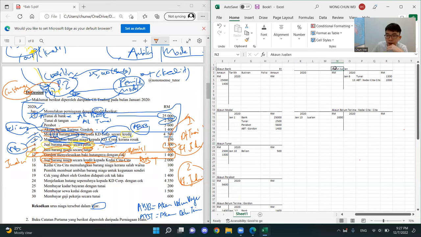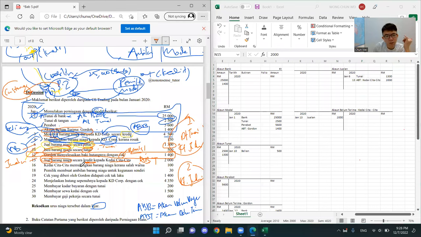So I must write back the name of this title here, then here you write this one, like that. So you draw barang niaga, so barang niaga will keluar, so I credit my jualan. The barang niaga goes to siapa? Goes to kedai cita-cita. Therefore, I debit kedai cita-cita, because it's coming into kedai cita-cita. Alright, so now down with 30, we go to 16.